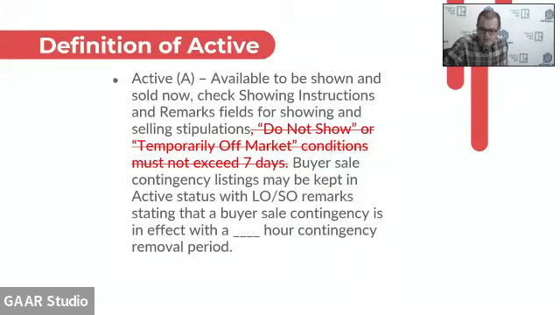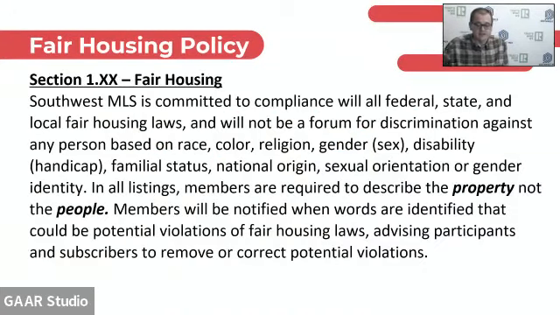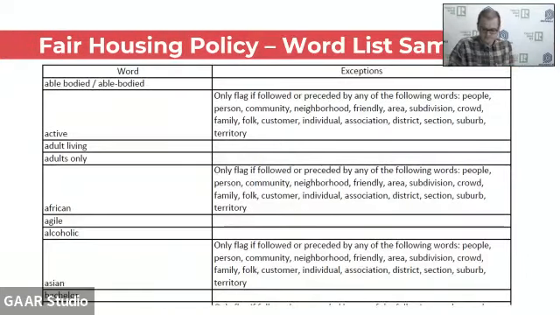All right, so let's go ahead and hop over to the next item here, which is fair housing. At the beginning of 2021, NAR passed a best practice that MLSs must address fair housing in a proactive manner. To that end, SWMLS has added this section to our rules, making it clear that we are committed to compliance with all fair housing laws and requiring members to describe the property, not the people. And we have started proactive enforcement of this through Data Checker as of about 30 days ago or so.